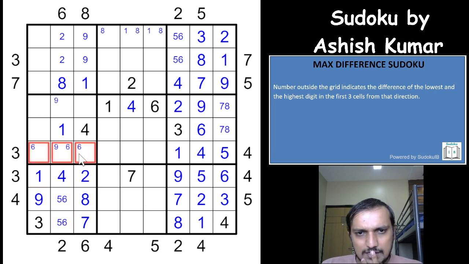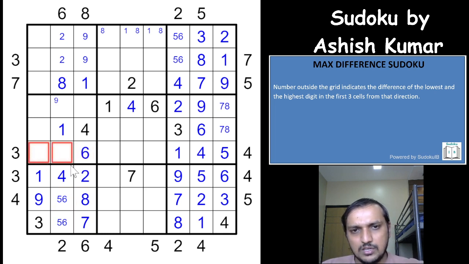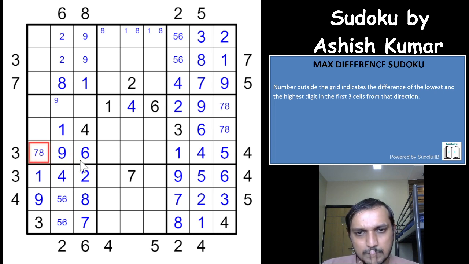So we already got 9 and 6 here, it would be either 7 or 8. And both 7, 8 are not here, so this is 6. One of the 7 and 8 would have to be here, and this is a 9. This is either 7 or an 8. These two cells are 3 and 8 in any order.